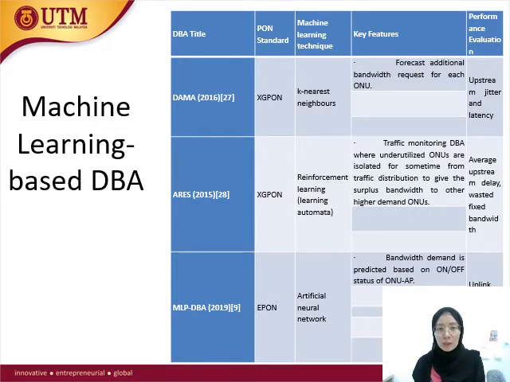And the last one is MLP DBA. The PON standard is EPON. The machine learning technique is artificial neural network. And this DBA predicts bandwidth demand based on the status of the ONU access point, whether it's on or off.